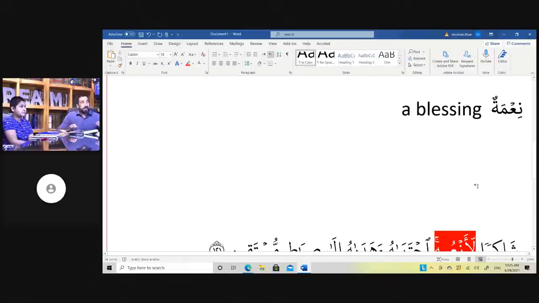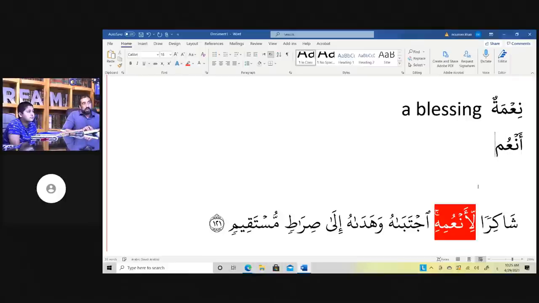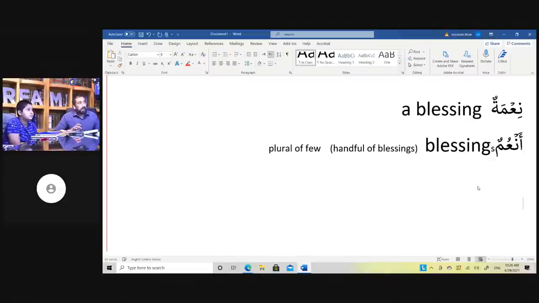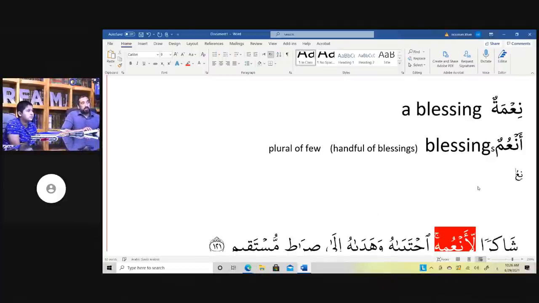Now, ni'ma means a blessing. Then you have an'um, an'umun, which is blessings. But I'll make the S on blessings small. What am I trying to say? This must be the plural of many or plural of few? A few. Yeah, this must be the plural of few. So a good translation of an'um is a handful of blessings. That's a good way to look at an'um, okay? Then you have the Arabic word ni'amun. Let me make that bigger.